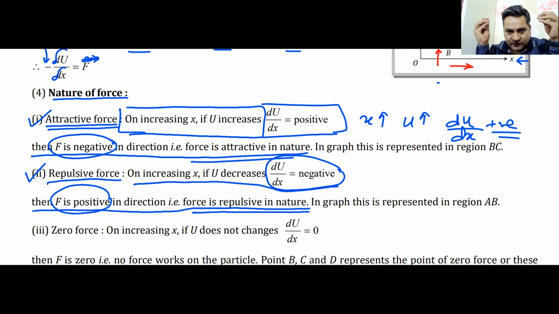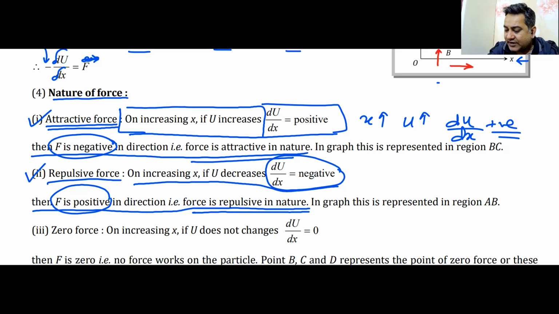Now, when I increase the distance between the two charges, the energy decreases. So basically, they are moving from a point of higher energy to a point of lower energy. And everything will always move from a point of higher energy to a point of lower energy. Hence, they will keep on moving apart. Since they keep on moving apart, the force becomes repulsive, and that is the best explanation that I can give you right now. So whenever you increase x, potential energy decreases, and force becomes repulsive in nature.